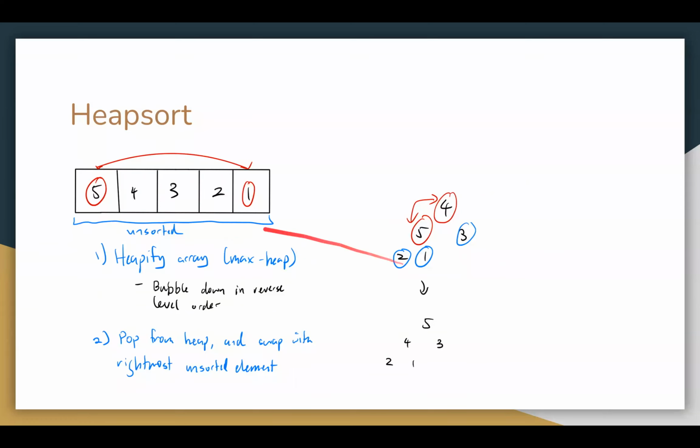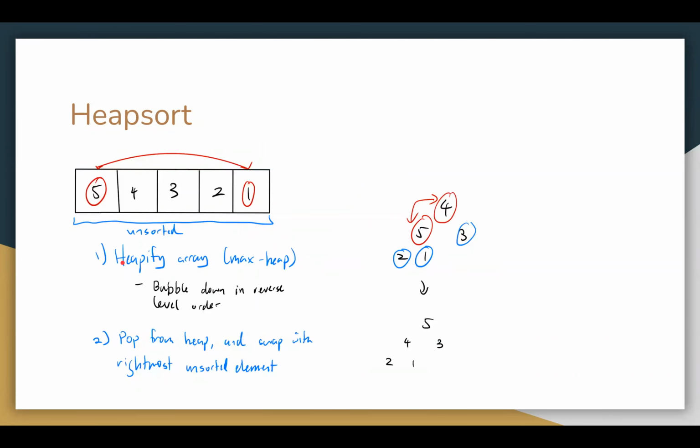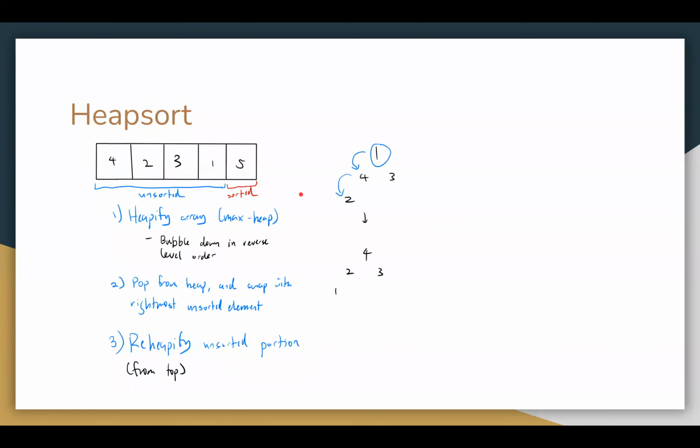After we made the array into max heap form, we first pop off the first element, which is 5, and then swap it with the rightmost unsorted element, which in this case is 1. So 5 just moves to the rightmost part of the array. In this case it would be 4, 2, 3, 1, 5 after popping off the first element. 5 is sorted, and 4, 2, 3, 1 is the unsorted part of the array.